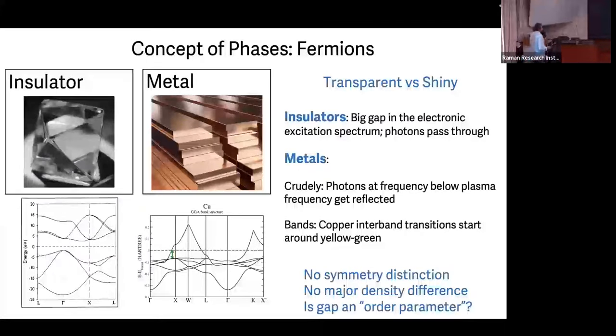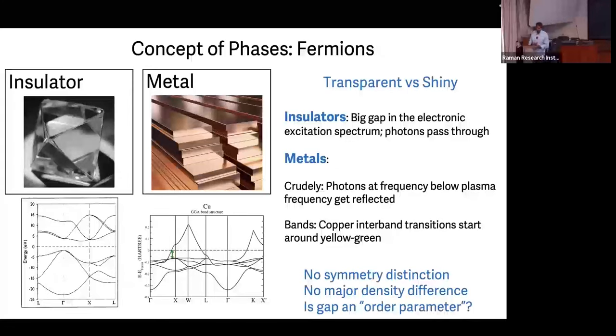So now, with that, we can turn to even more complicated questions, right? You could ask, can I tell the difference between an insulator and a metal? As I said, well, I can: transparent versus shiny. But then you can ask, why is it transparent or why is it shiny? One way to think about, for example, why diamond is transparent is to say there's a huge gap in the spectrum of electronic excitations in my system.